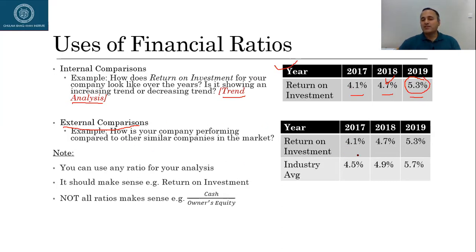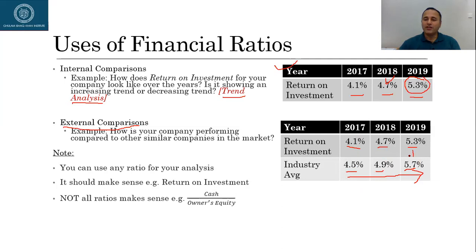But the external comparisons on the other side suggest a different story. So it's not only your company who is making more money, it's actually an industry-wide trend. So for example, in 2017, the return on investment in your company was 4.1%, but the industry was 4.5%. In 2018, your company made 4.7% return on investment, and the industry, it was 4.9%. And for 2019, 5.3 versus 5.7.